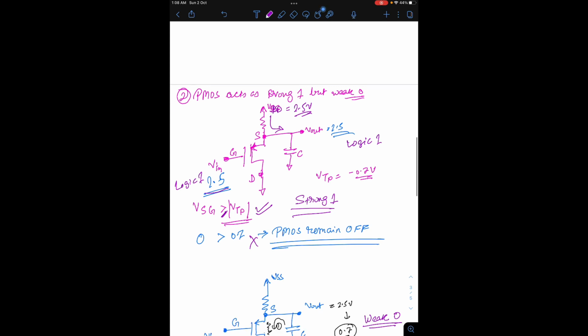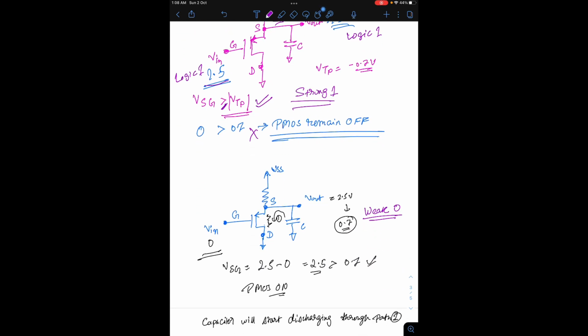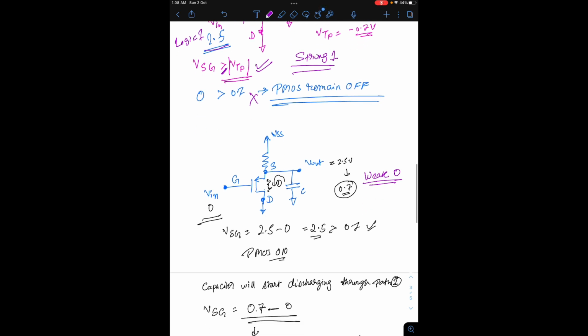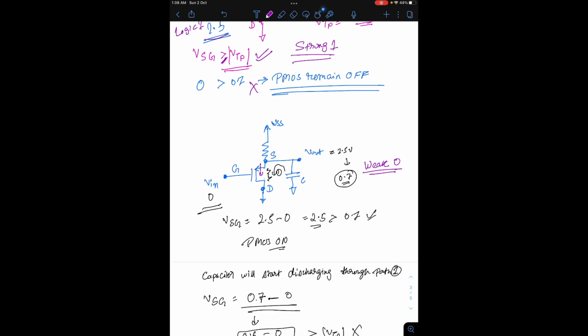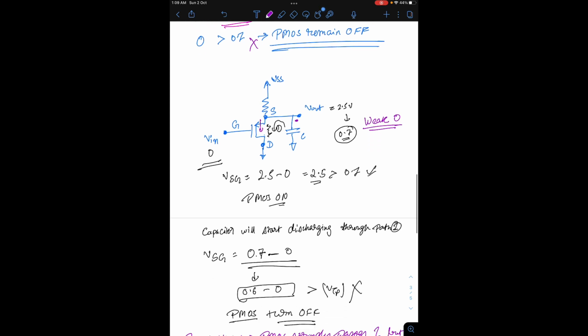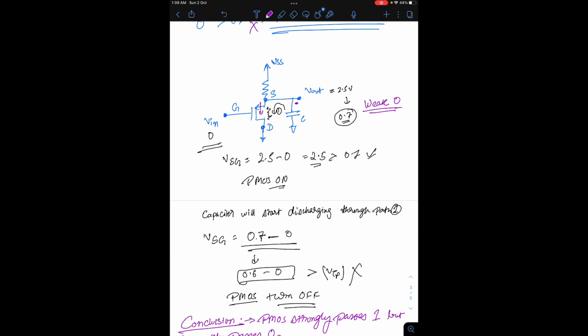But let's change the case. When the input voltage is 0 volt, what is the VSG? VSG value is 2.5 minus 0. So it will definitely make the PMOS on. So once the PMOS is on, a path will be created here, and the capacitance voltage will start to move through this path. Okay, so when the capacitor starts discharging through path 1, up to how much value will it fall? When it reaches a value of 0.7 volts, the VSG value will be 0.7 minus 0, which is equal to the magnitude of VTP.